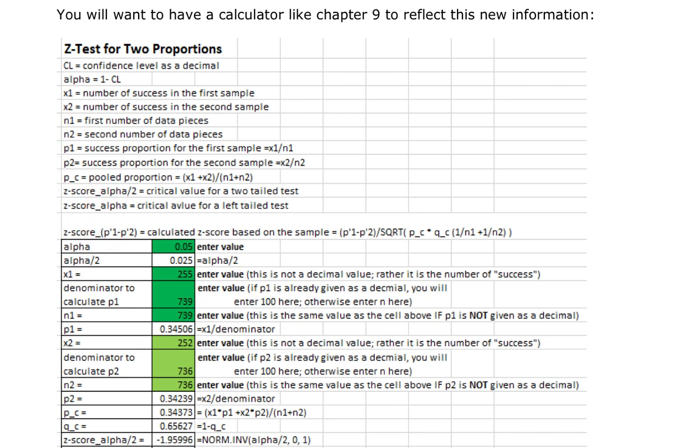What I didn't label, and should have, is Q sub C, which is 1 minus the P sub C, and that is my pooled failure. If P is success, then Q is the failure. Failure in this example is actually our success, which hopefully doesn't mess with you.